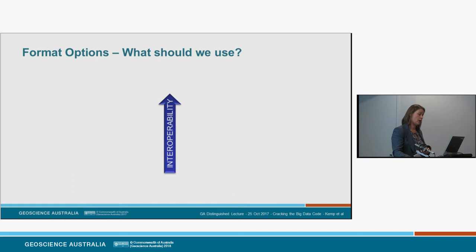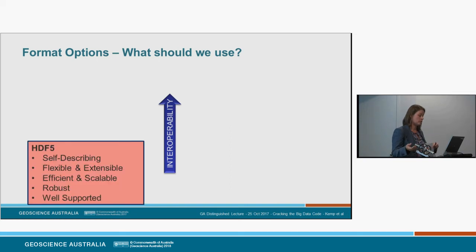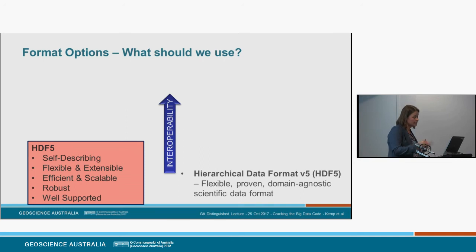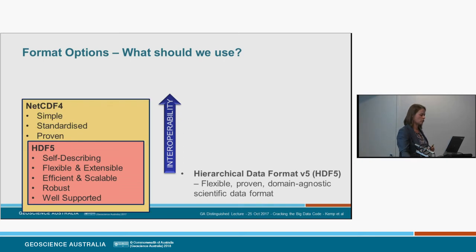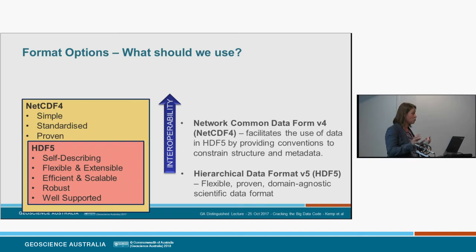The one option that we decided on was, well, HDF5. That's what they're using at the NCI. Let's look at HDF5. How can we use HDF5? It's self-describing, it's flexible, it's efficient, scalable. So let's go with that. It's not really interoperable. All right, so let's go with NetCDF4. It's simple, standardized, proven. We can work with that. Nope, it's not fully interoperable.